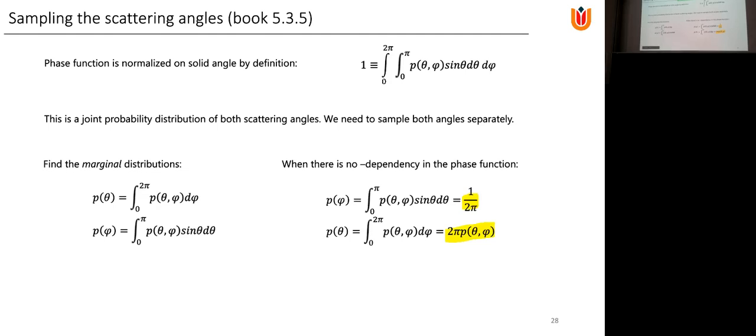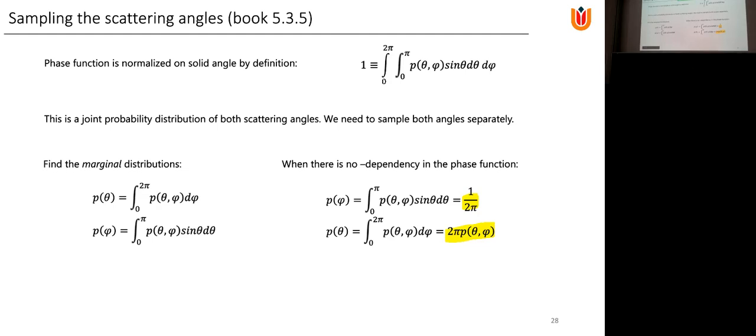Now, in practice, for all the phase functions that we will encounter, there is no phi dependency in the phase function, so it's always just a function of theta. So that means that we can take a little shortcut. It means that the probability density function of phi will be constant, 1 over 2 pi. Just as a side note, that there is no dependency on phi does not mean that it does not occur. It is just a constant, 1 over 2 pi. And for theta, that means that the integral from 0 to 2 pi over d phi will just add a constant 2 pi in front of the function.